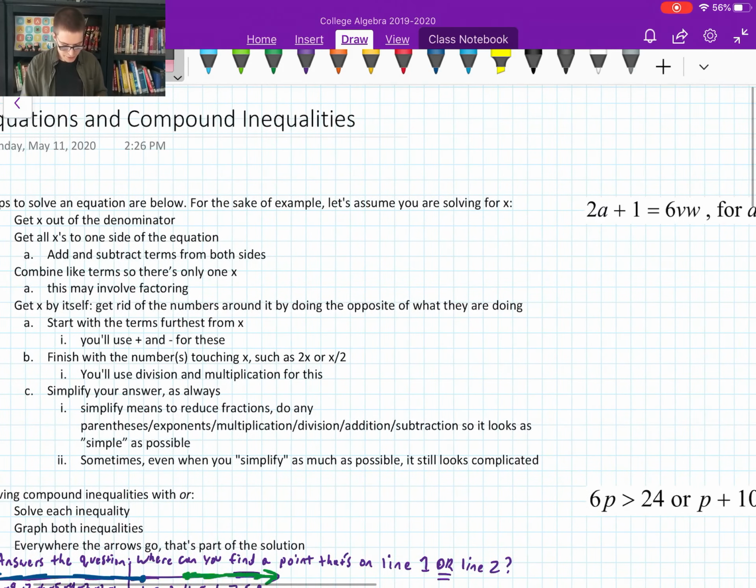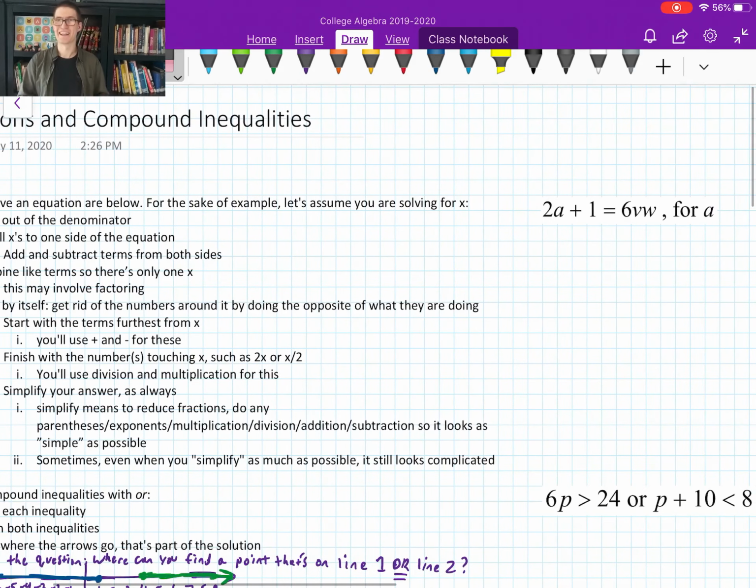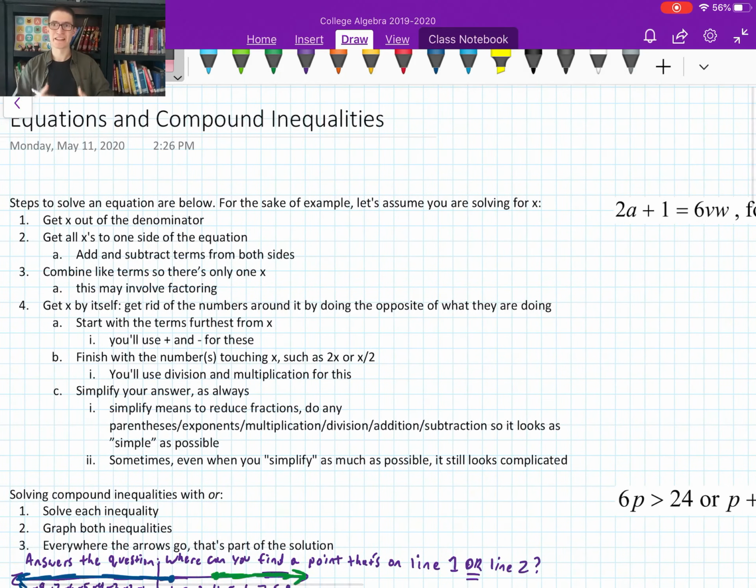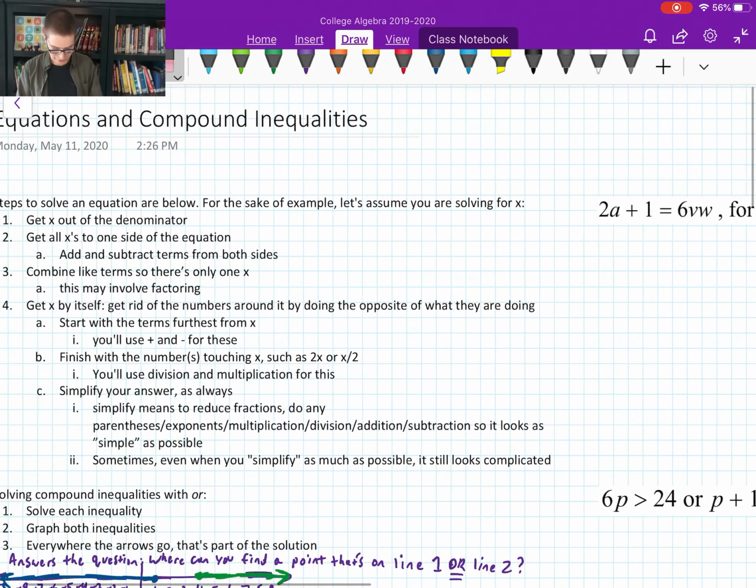The third one is combine like terms. There's only one x, or in this case, only one a. We only have one a. This is going to get a little more complex in the next problem, but I'm just trying to make this as simple as possible at first. Because again, you can skip a lot of these steps. I'm just trying to be as exhaustive as possible so we can cover all our bases. There's only one a, so we can just skip everything else. We can skip step 3, so you don't have to combine like terms.